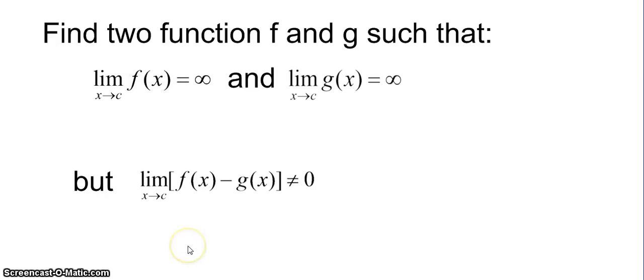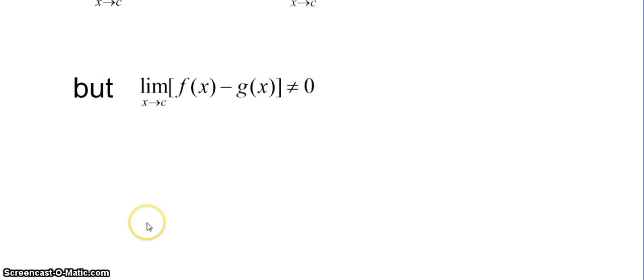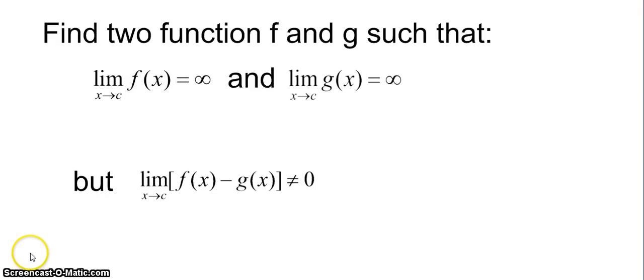So, last one. I want you to find two functions, f and g, such that the limit as x goes to c of f of x is infinity, and the limit as x goes to c of g of x is also infinity, but the limit as x goes to c of f of x minus g of x is not infinity. I'm sorry, this is not 0. I apologize. There are many correct answers. Pause the video, do this, unpause when you're ready to discuss.